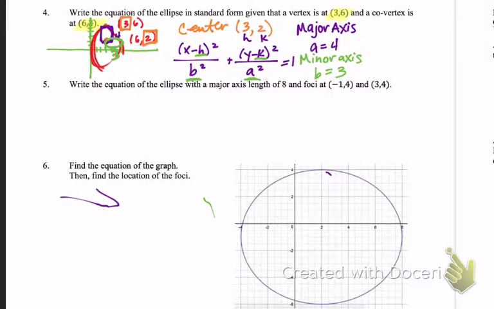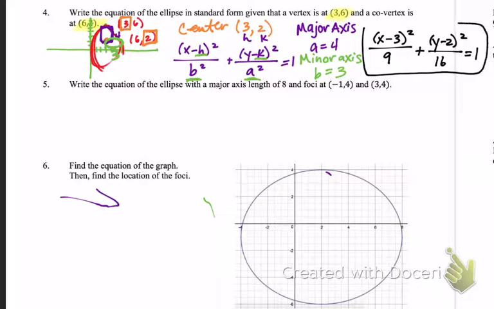And I'm just going to plug all 4 of those numbers in. So it would be x minus 3 squared over b squared, which is 9, plus y minus k, so minus 2, squared over a squared, which is 16, equals 1. Then I would be done.